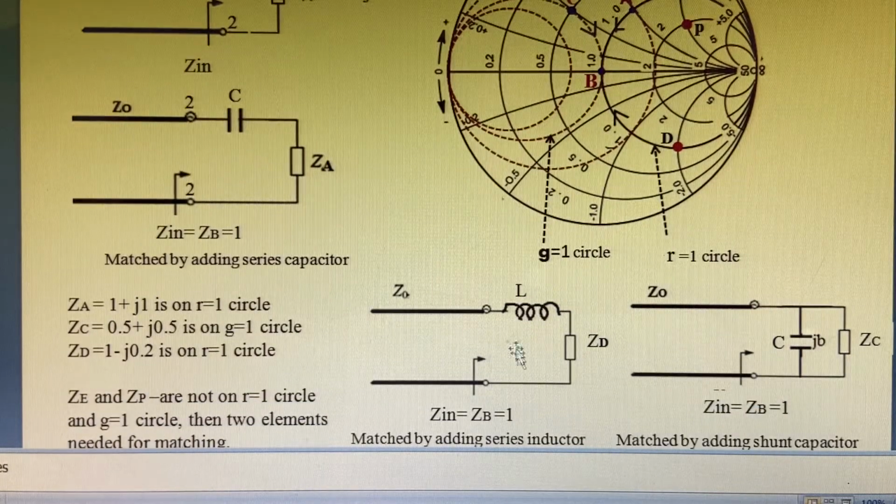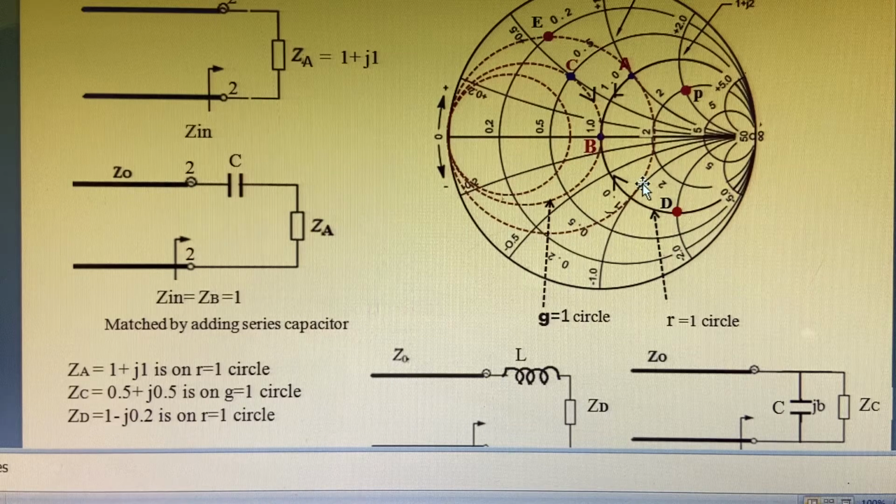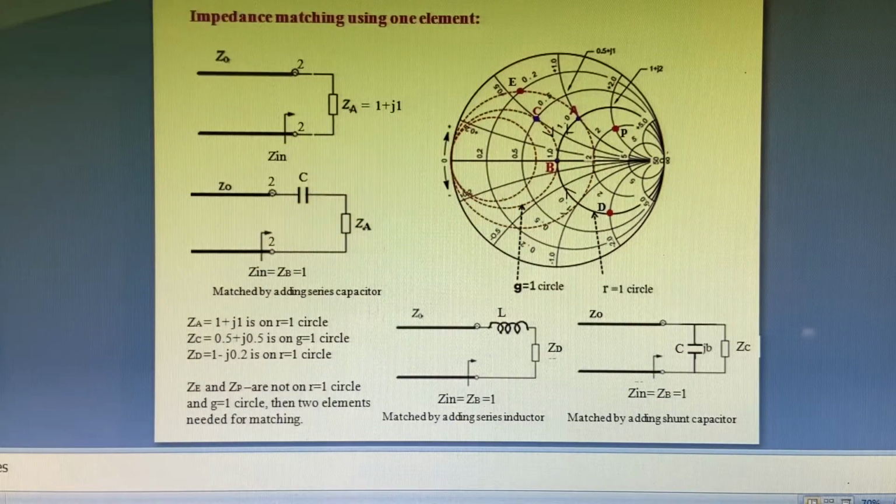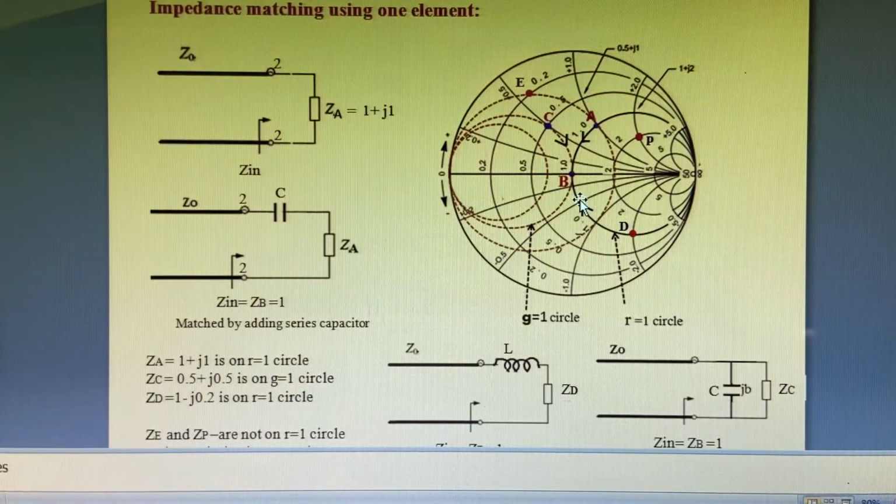So one component is enough to reach B. We are having only one element needed to get an impedance match in all these load problems. If the load values lie on the G is equal to 1 circle like this, or the R is equal to 1 circle like this, one element is enough to get an impedance matching, as we saw here. As we observed here, one element is enough to reach the point B.